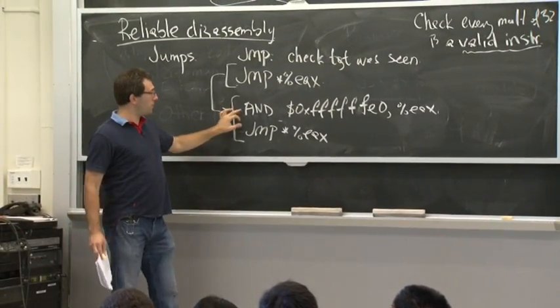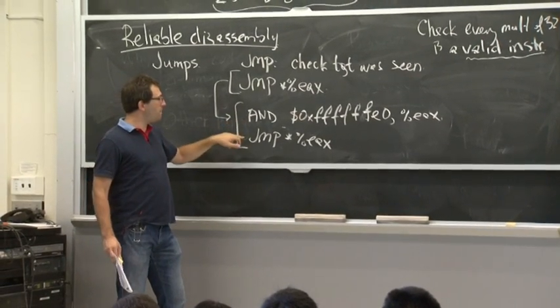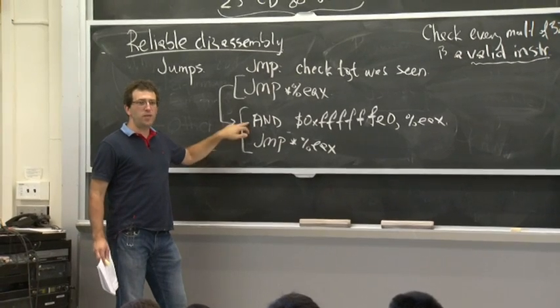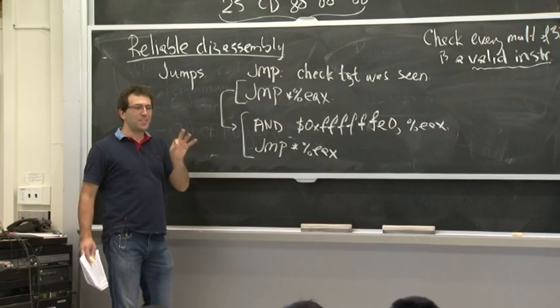Well, so the code is not writable. That's true. So you can't modify the AND. But could another thread modify this jump target in between these two instructions? Yeah, so that's the cool thing.